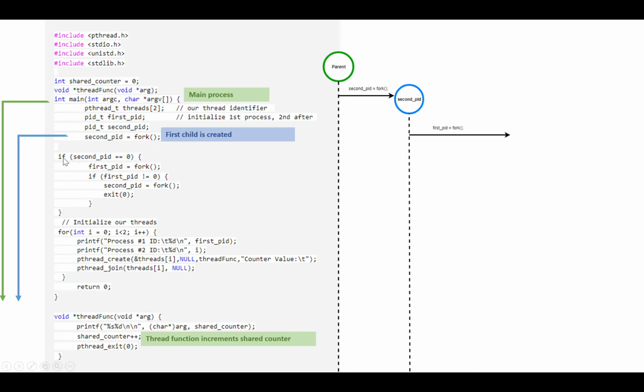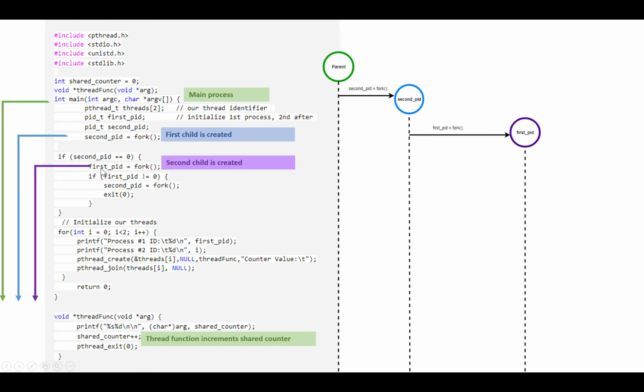Next, here in the program, we have an if statement that checks the value of the PID. Now remember that this is a flag that allows us to determine whether the following code will be executed inside of the child. Since second PID is a child process, the code inside of the if statement is going to execute, which is why we are seeing a second child being created here on this step.